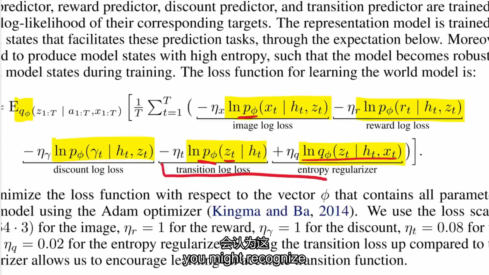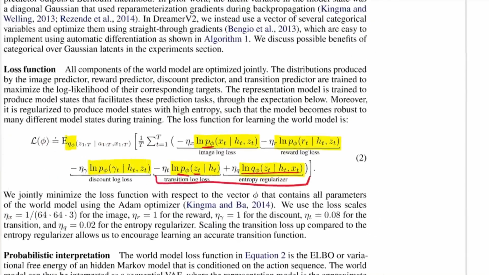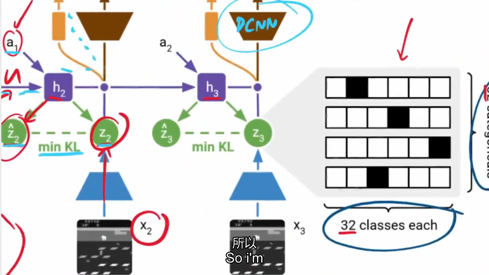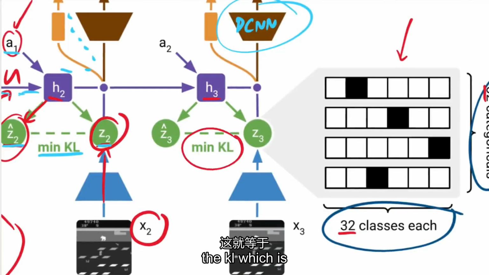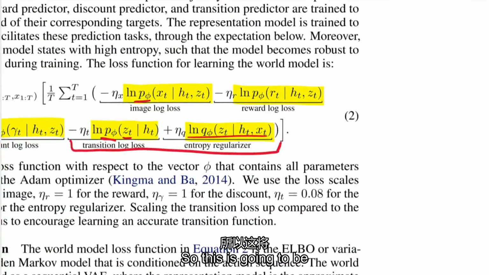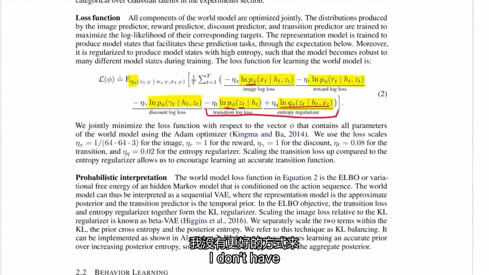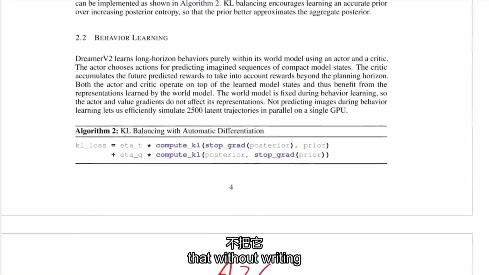And this together you might recognize as the KL divergence between the P and Q. And that's this connection right here. So I'm going to minimize the KL, which is the same as saying I want these things to be as close as possible to each other, but the entropy should still be given. And as you can see here, you can decompose that. So this is going to be the KL divergence between the two distributions. I don't have a better way of explaining that without writing it down.